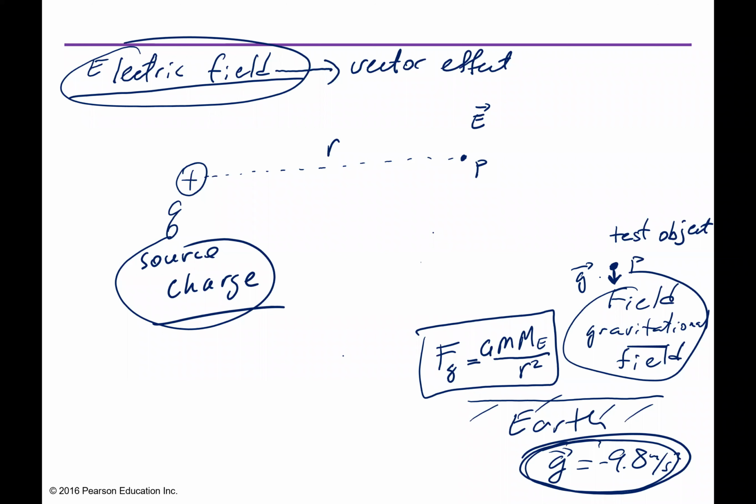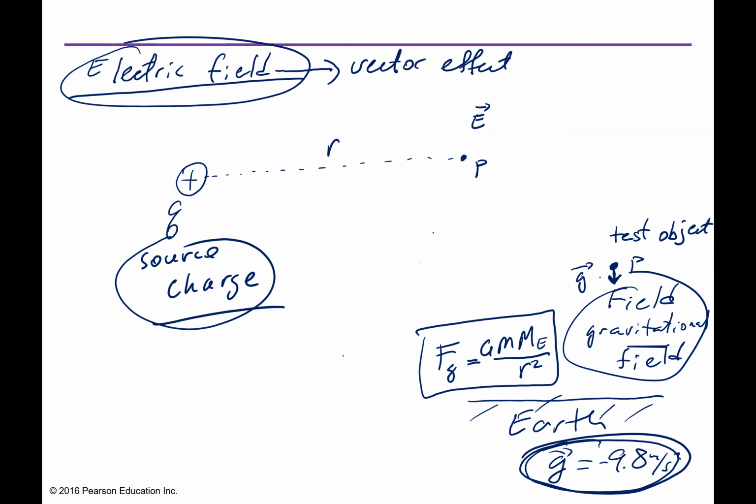So there is one thing different between electric force and the gravitational force. Electric force can be repulsive and attractive. Gravitational force is always attractive. There is no such thing as repulsive gravitational force, or at least not what we're considering. There can be a repulsive gravitational force, but that's beyond the scope of this class.